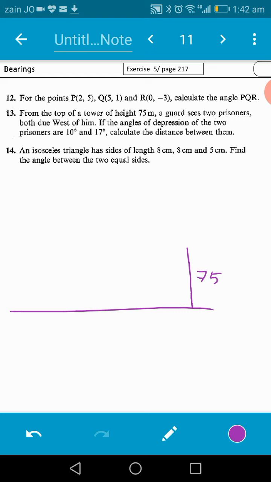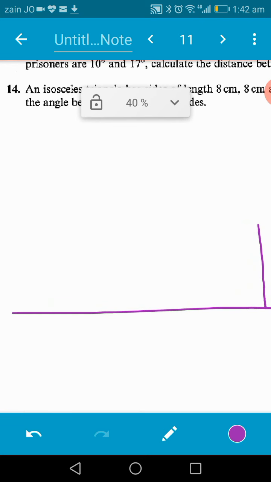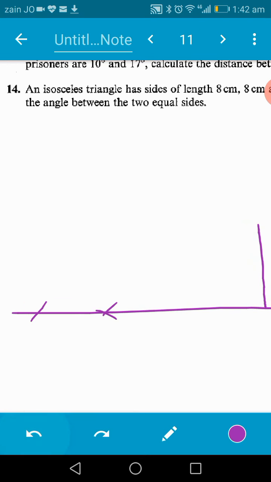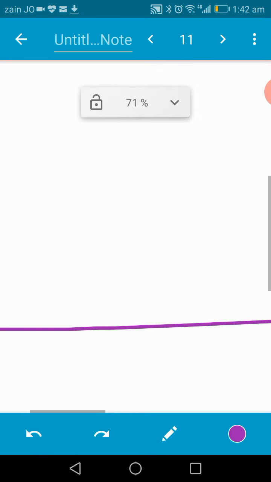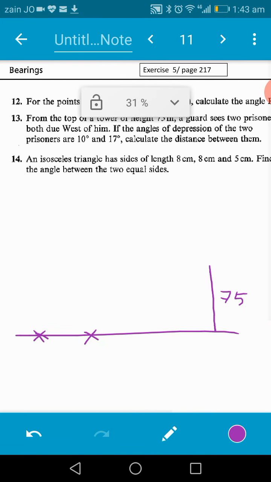A guard sees two prisoners, both due west of him. I have two prisoners, both coming from which direction? The west. So let's suppose the first one is here, and the second one is at this point. Okay. If the angles of depression of the two prisoners are 10 and 17.